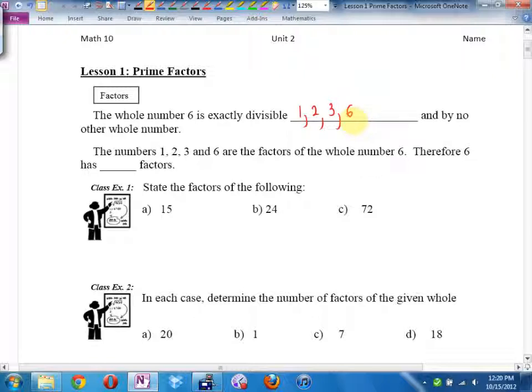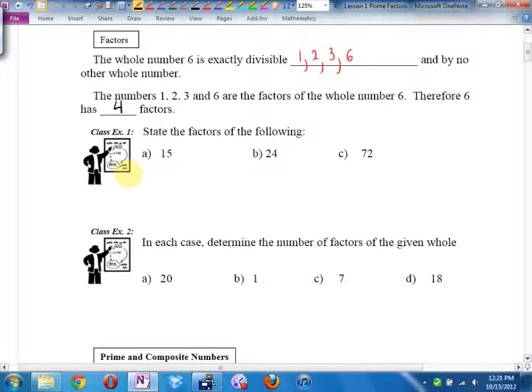Oh, and by the way, as a shortcut, you'll notice once you find the first half, you can just start pairing them up. So once we got the 3, and I knew that 3 times 2 was 6, I went back to the 1 and I said 1 times what is 6? I didn't even look at the 4 and the 5. I skipped them over completely to get to that last one. Trick of the trade, right? We would say then that 1, 2, 3, and 6 are the factors of the whole number 6. Therefore, the number 6 has how many factors? 4.